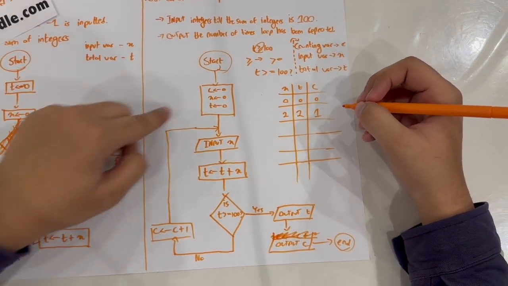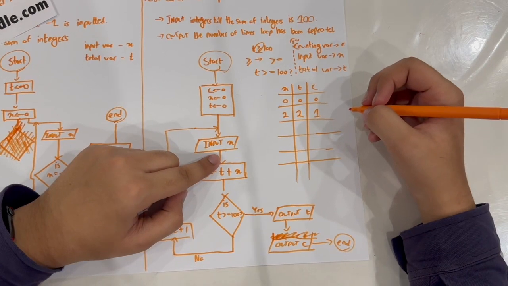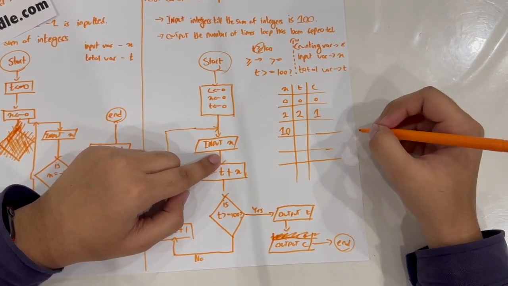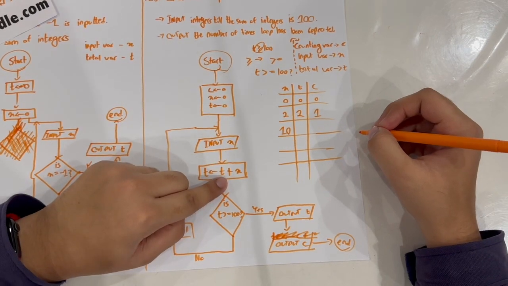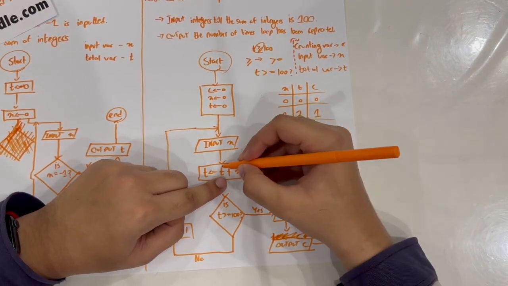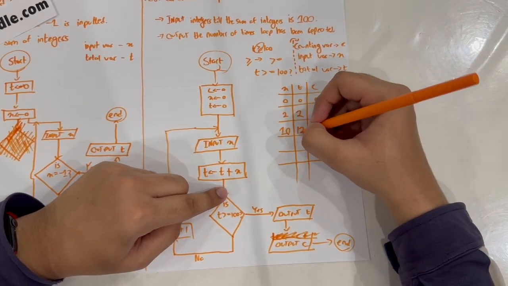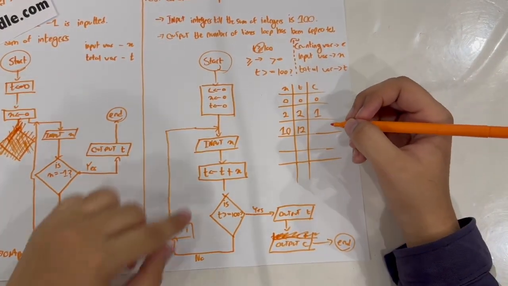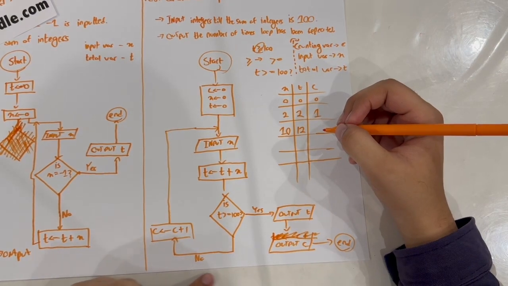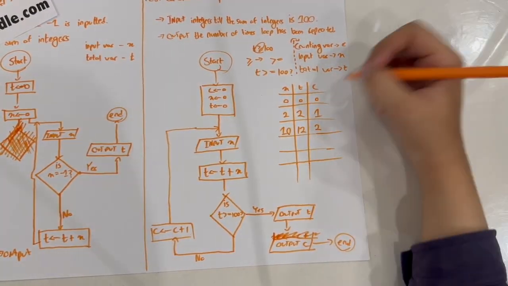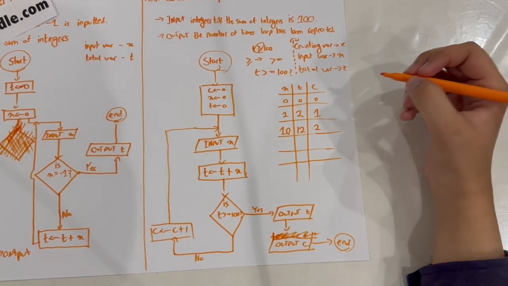All right, and we come back here and input x again. Now let's suppose I input the value of 10. It's going to give us the new value of total: the old value of total, 2, plus the new value of x, 10, which is 12. And of course, is t greater than or equal to 100? No, so we go back, increment c by 1, and input the value of x again.